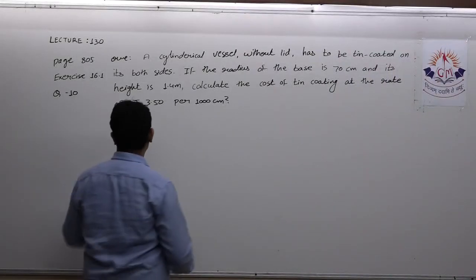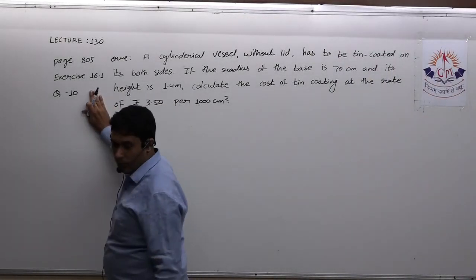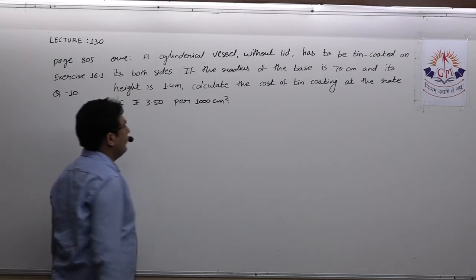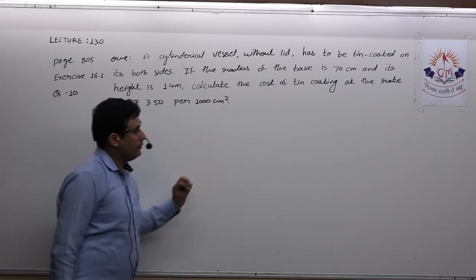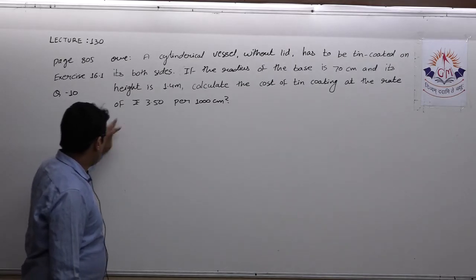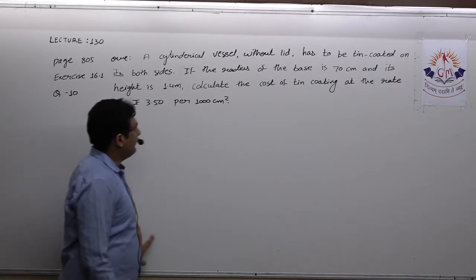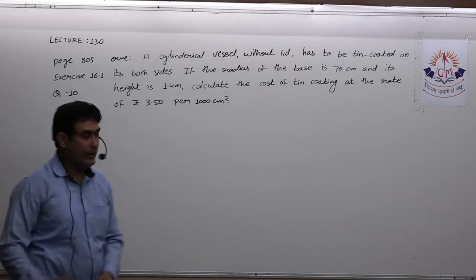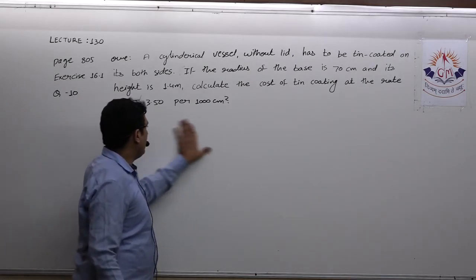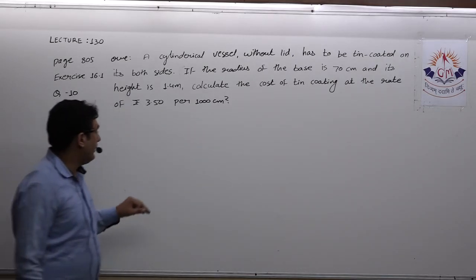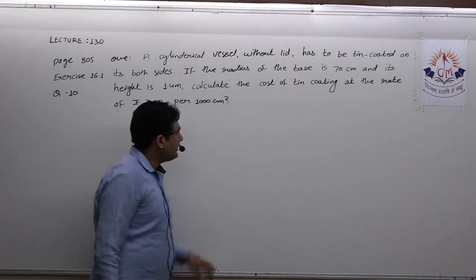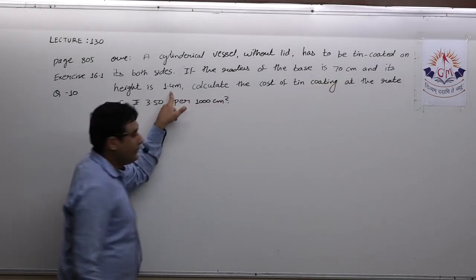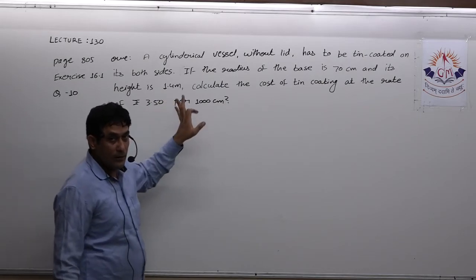Okay, so this is the next question taken from page number 805, exercise 6.1, question number 10. A cylindrical vessel without lid, okay, it's a vessel but lid is not there, has to be tin coated on both sides. If the radius of the base is 70 centimeter and its height is 1.4 meter, calculate the cost of tin coating at the rate of rupees 3.50 per 1000 centimeter square. So very first thing that should come in your mind, that this is in centimeter, this is in meter. So first of all, we'll convert both in centimeters.